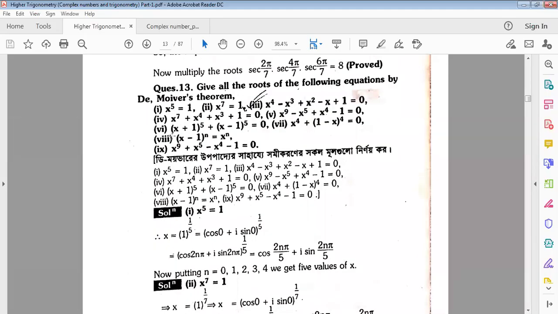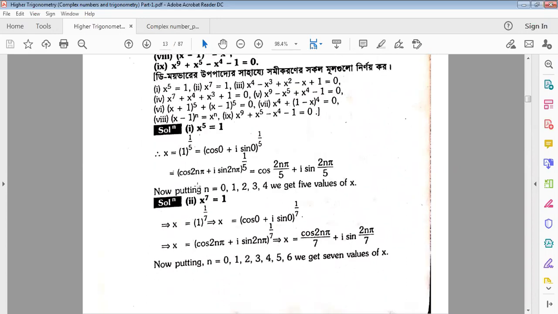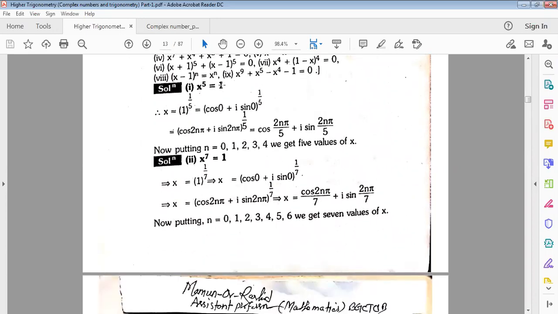Similar example, there are 9 examples for you. Give all the roots of the following equation by de Moivre's theorem. Applying de Moivre's theorem, we can find out this and solve. You can solve these 9 equations. First equation, x to the power 5 equals 1.